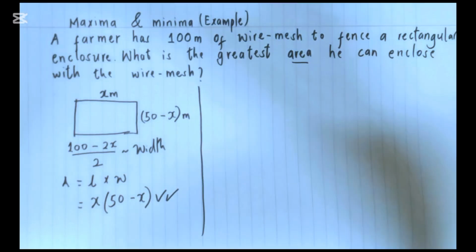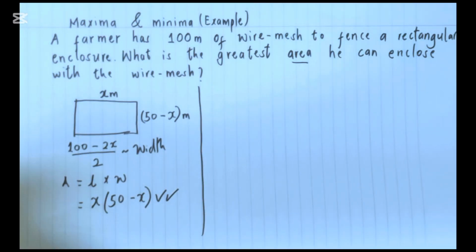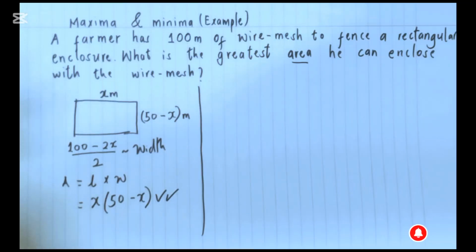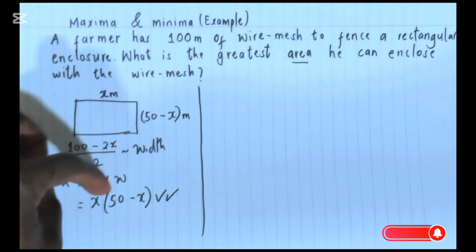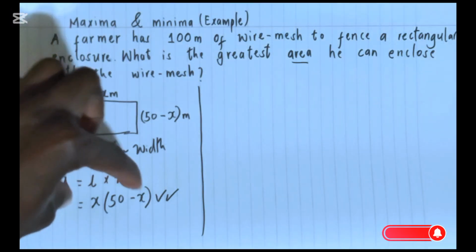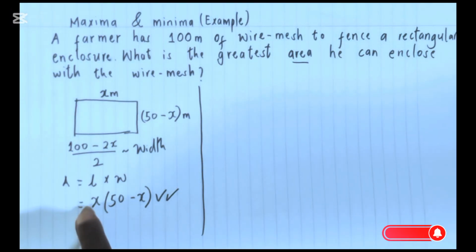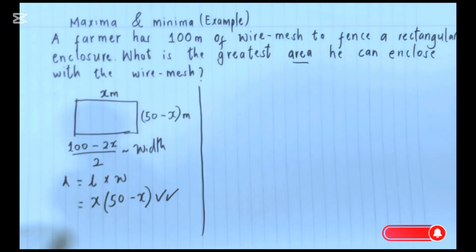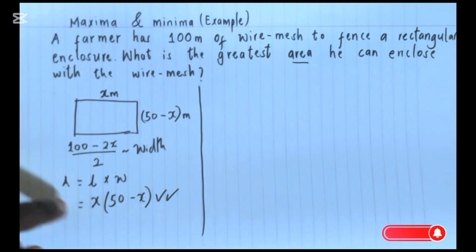For us to find the greatest area, we are going to apply the concept of stationary points. Remember, we are not able to tell the maximum or the minimum point of a function unless we find its derivative and equate it to 0. So for us to find the maximum or the minimum of this particular function, that is area equal to x(50 - x), we are going to go ahead and find the derivative of our area.